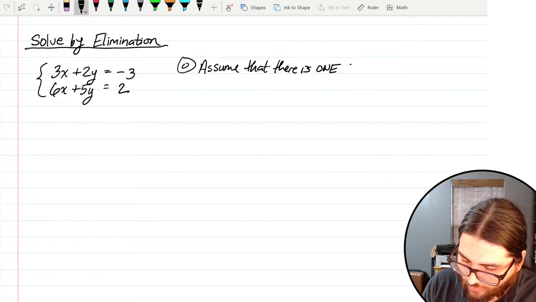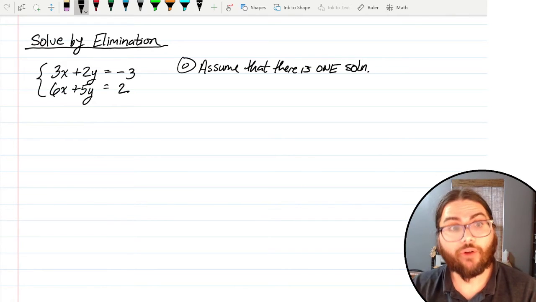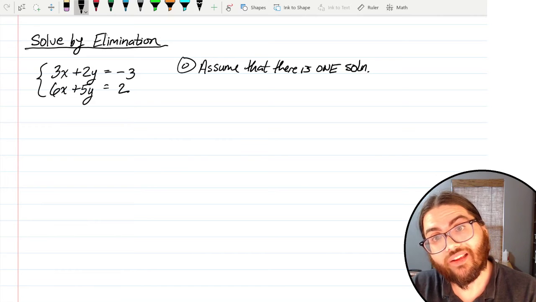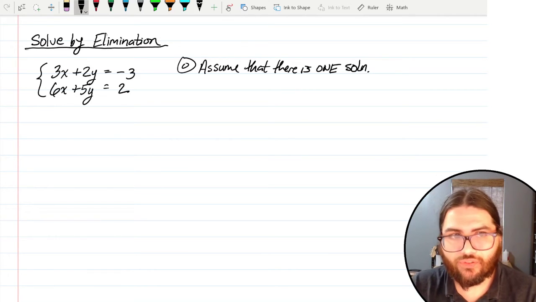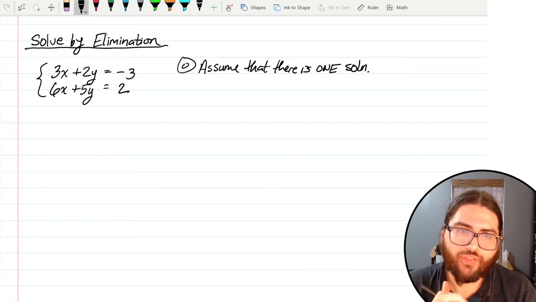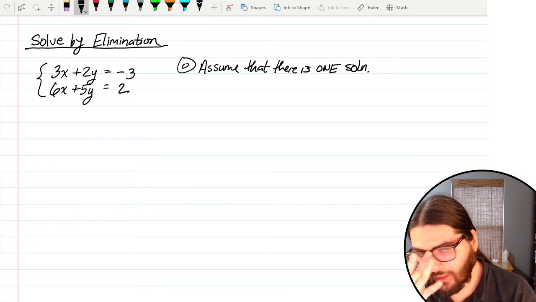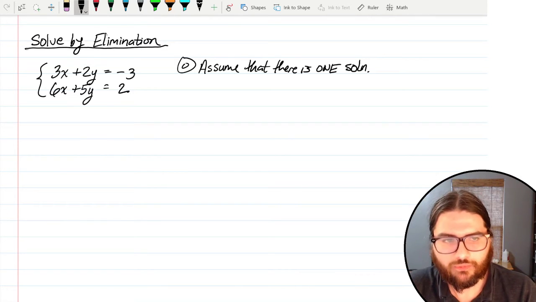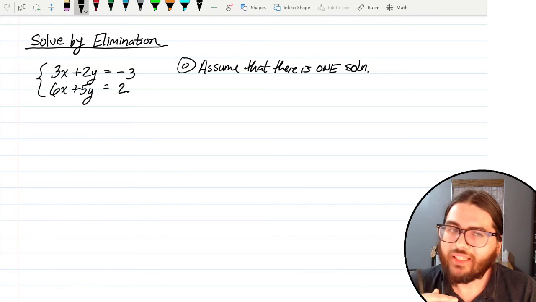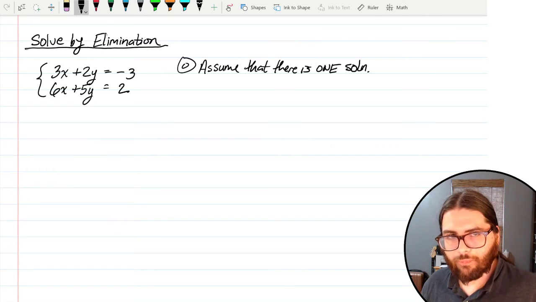There is one solution. Remember, that assumption allowed us to treat the x's and the y's as the same x's and the same y's, and I could start putting them together. And without that assumption, everything falls apart. So now that I have made this assumption, all the x's and all the y's are the same x's and the same y's.